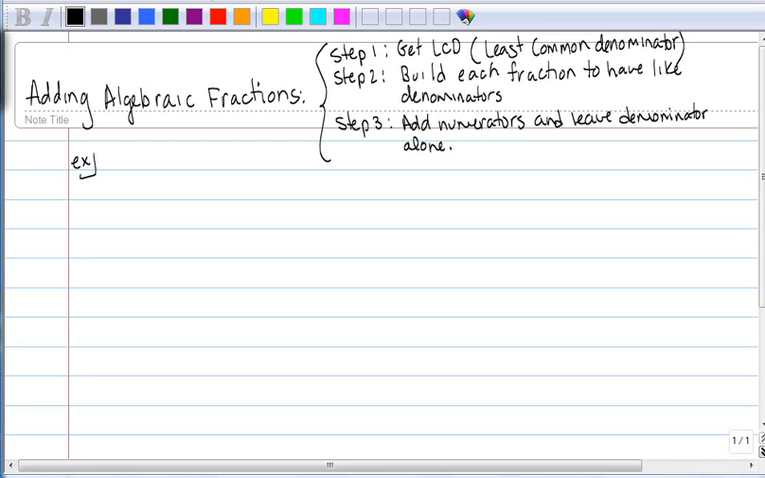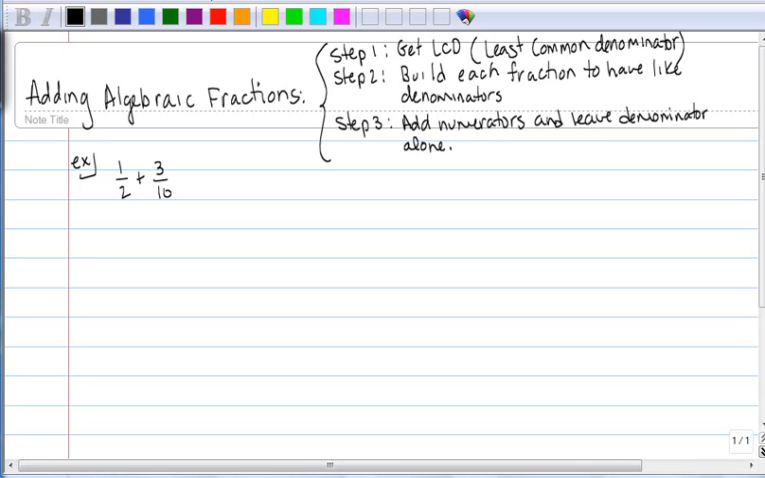Algebraic fractions. Well, first of all, an algebraic fraction is a fraction with variables. So to add an algebraic fraction, by the way, it's going to be the same rules as adding fractions with numbers. So let's go ahead and remind ourselves how to do one of those. So how do we add 1/2 plus 3/10?